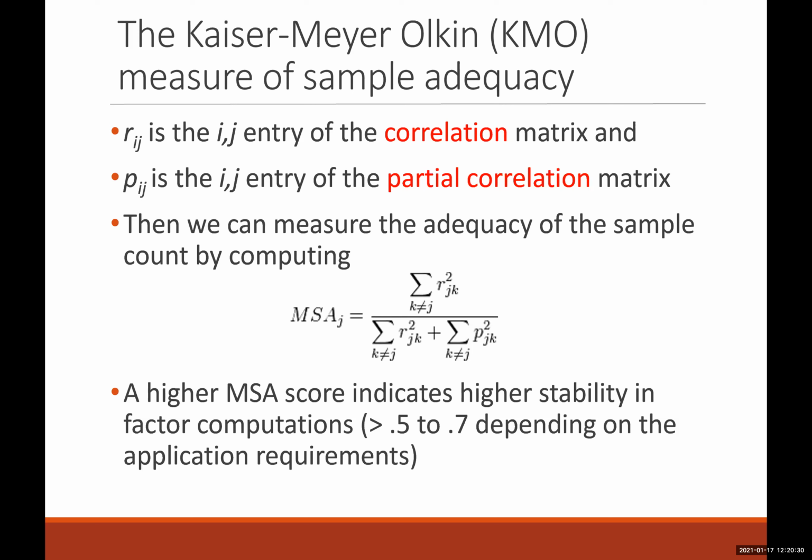Now, reliability analysis and sampling adequacy can give you an overall score, and it can also give you scores on an individual variable basis. But particularly when we talk about these scores, either for Cronbach's alpha or for the MSA score, the sampling adequacy score, we're looking at the overall score. So the overall score should be at least a minimum of 0.5 or higher.